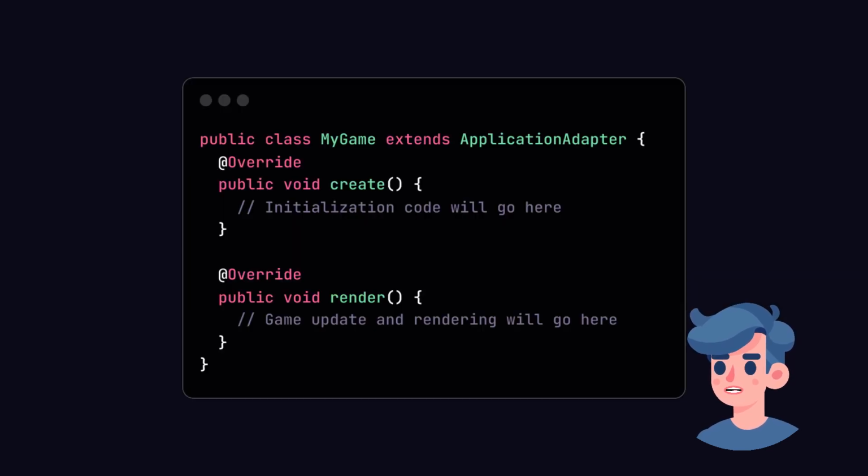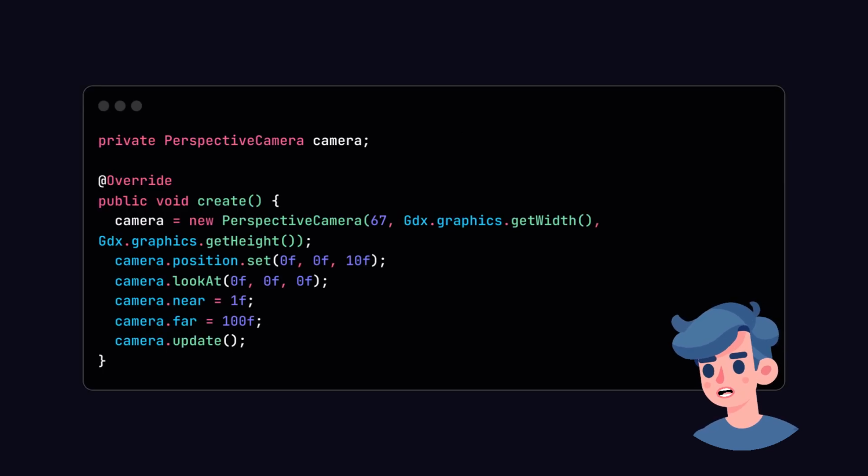With our configuration set, let's move on to creating a basic 3D scene. Start by creating a class named MyGame, which extends ApplicationAdapter. This will be the main application class for our game. Now, within the create method, we need to set up our environment for 3D rendering. Start by initializing the camera, which will allow us to view our 3D space. We will use a perspective camera for this task.